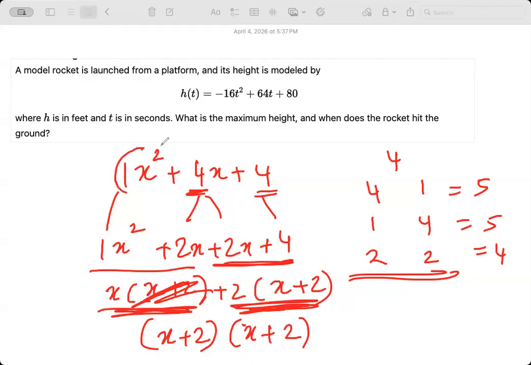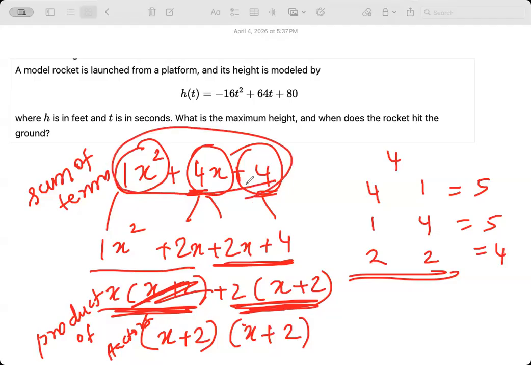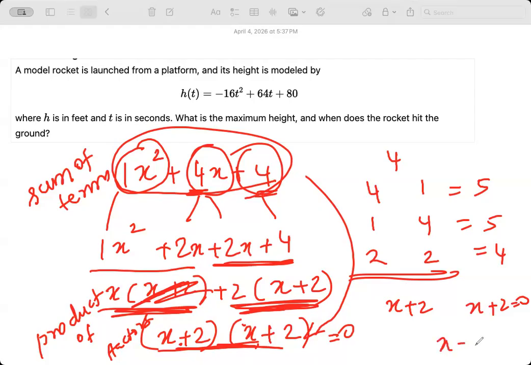So, see, these are terms all added together. This is a sum of different terms. You are writing it out as a product of factors. Make sense? Product of numbers. This is called factorization. You are factoring this big polynomial into a product of factors. So here you can equate this to 0. If you equate it to 0, either one can be 0. So x plus 2 can be 0, x plus 2 can be 0. In both the cases, x equal to minus 2. Make sense?